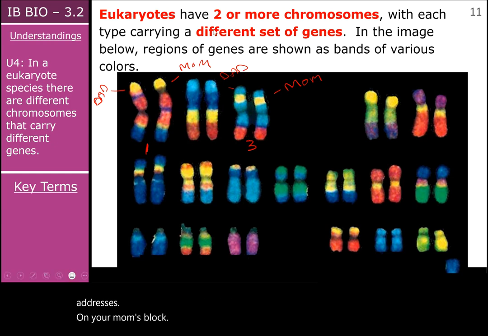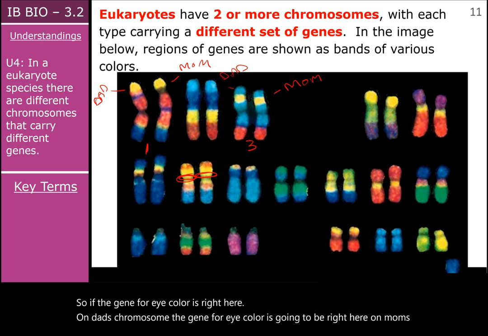So if the gene for eye color is right here on dad's chromosome, the gene for eye color is going to be right here on mom's chromosome. They have to be in the same location.